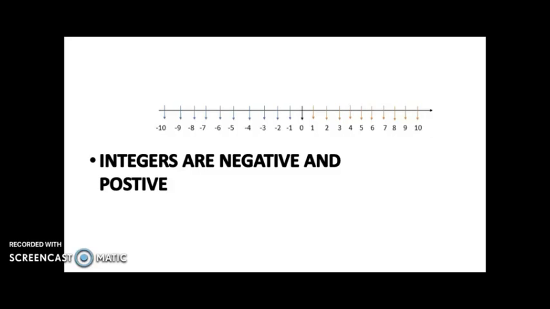Integers are negative and positive. As you can see on this number line, the 0 is in the center of the number line. On the right of the number line are positive numbers, and on the left are negative integers.